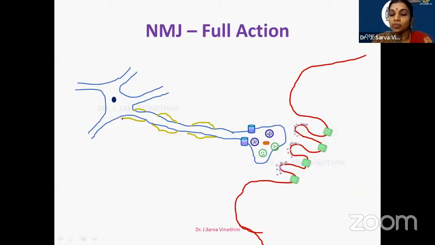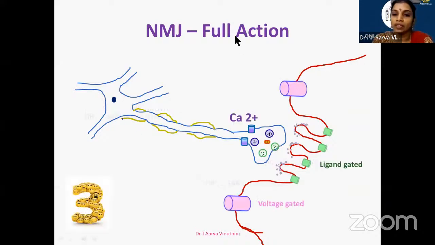So how does an action potential now occur? For an action potential to occur, the nerve has to be stimulated. So 3 main receptors come into play. One is the voltage sensitive calcium channel and the acetylcholine receptors, which are ligand gated. These 2 are sodium channels and this is a calcium channel. The difference between these 2 sodium channels is that these are ligand gated. They respond to the molecule acetylcholine.